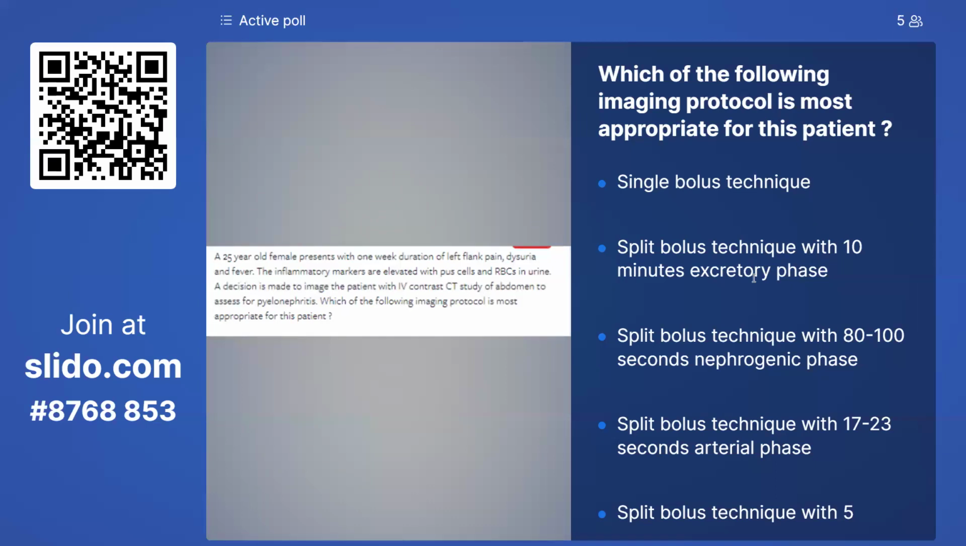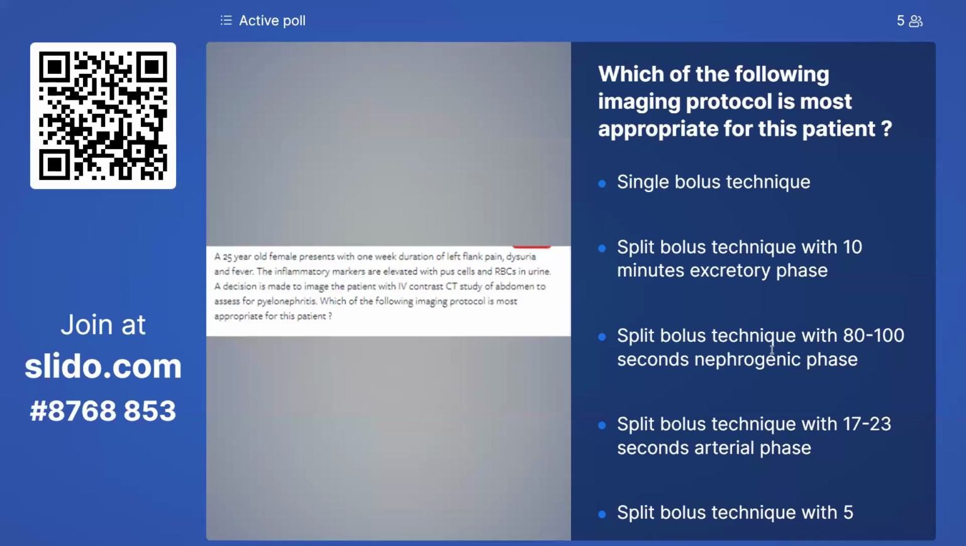Actually, I'm sorry, I've just realized that I've missed a part of the information. I basically chose the nephrogenic phase without realizing that it was a split bolus technique. But the reason I chose the nephrogenic phase was because with pyelonephritis, I thought it would be more dependent on the findings of the parenchyma of the kidneys themselves rather than what we can see on the excretory phases.